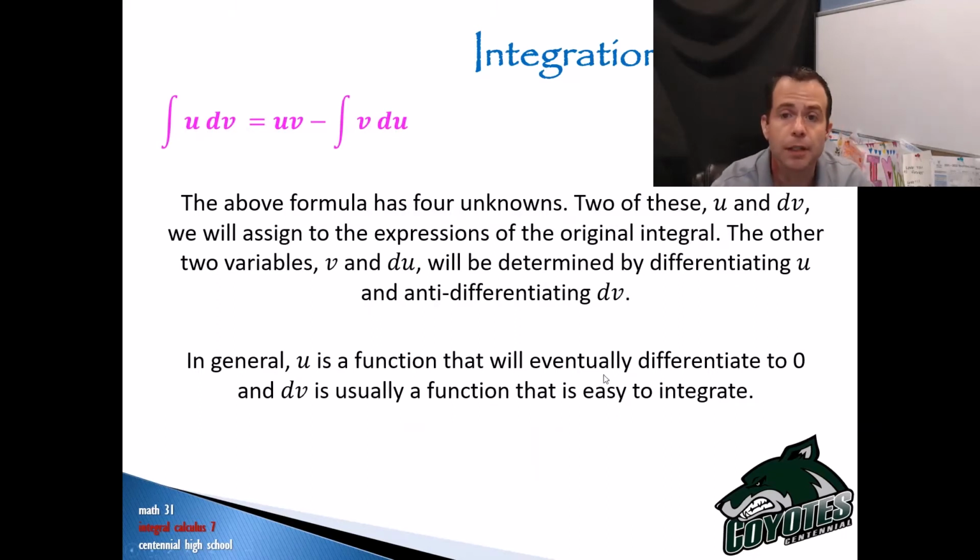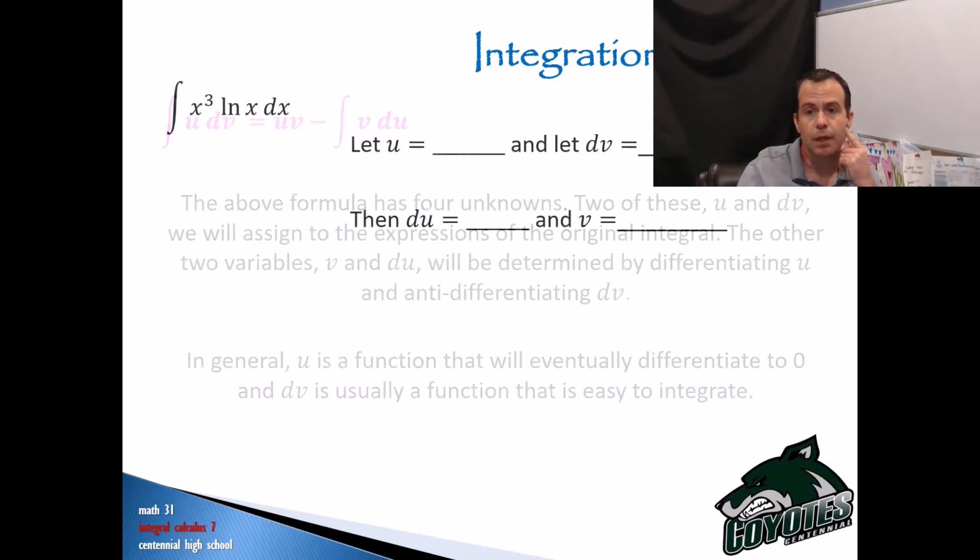The above formula has 4 unknowns. 2 of these, u and dv, we will assign to the expressions in the original integral, because that's what we were trying to figure out, right? So one of them we define as u, and one of them we define as dv. The other 2 variables, v and du, will be determined by differentiating u and anti-differentiating dv. In general, u is a function that will eventually differentiate to 0, and dv is a function that's usually easy to integrate.